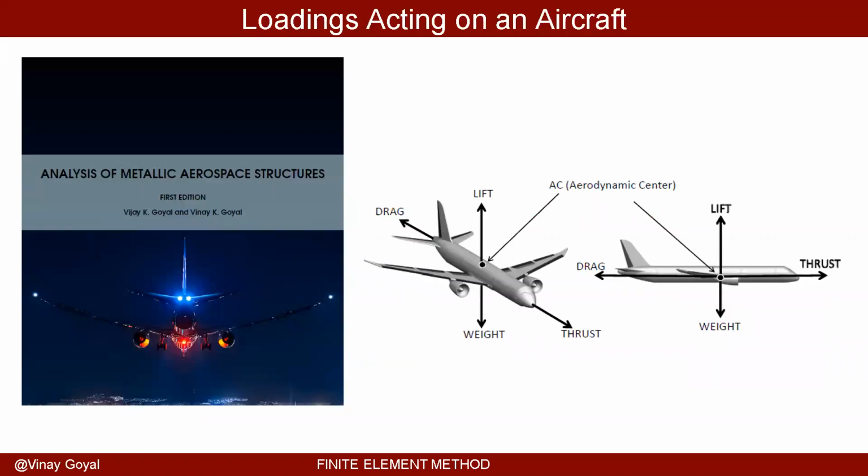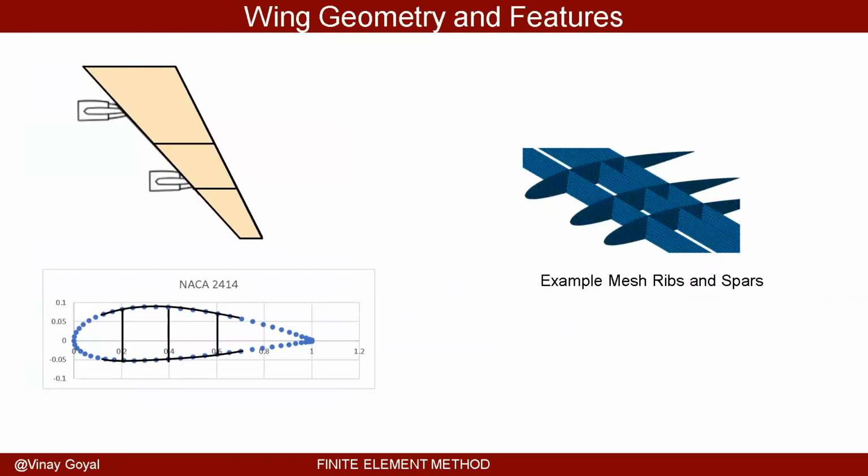So first, I'll highlight my book on this topic, the analysis of metallic aerospace structures, and in here we discuss how you have several loads acting on a vehicle, and they act on the aerodynamic center. You have the lift, the weight, the thrust, and the drag. And the lift usually acts in the direction perpendicular to the flight path. And the drag is caused due to skin friction and due to all other mechanisms like turbulence.